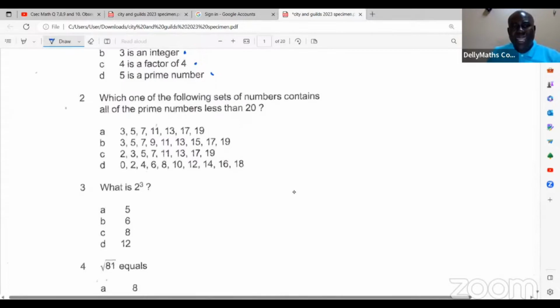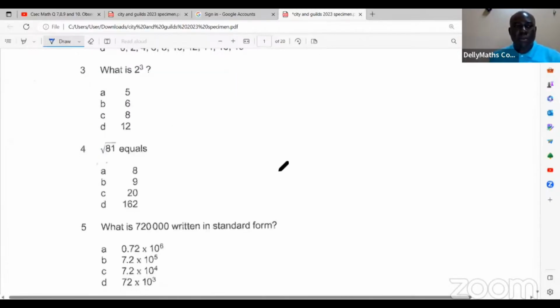Which of the following sets of numbers contain all of the prime numbers less than 20? So we're talking about prime numbers less than 20. We're talking about this row here, 2, 5, 7, 11, and so on. So C would be that. And 2 is the first prime number, right?